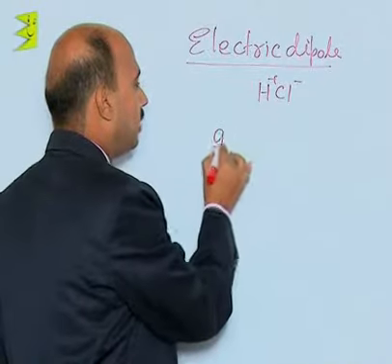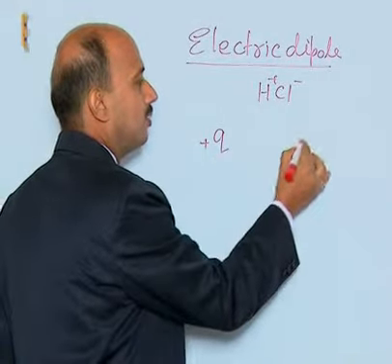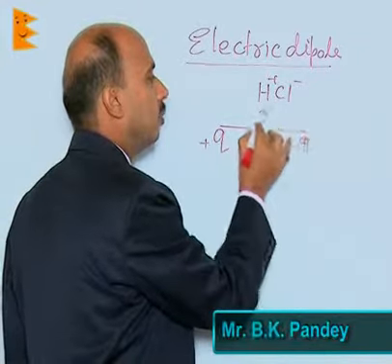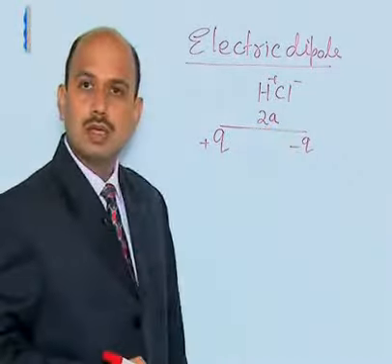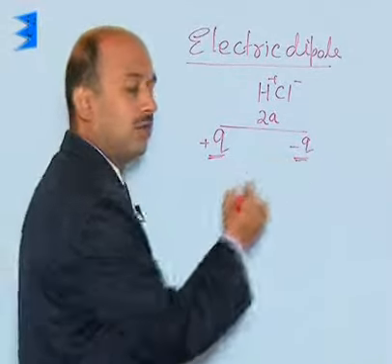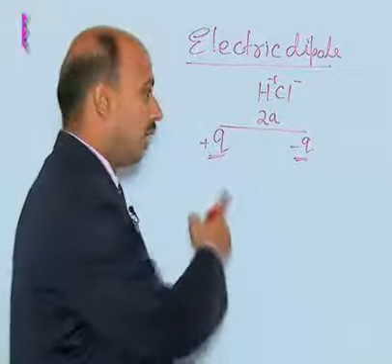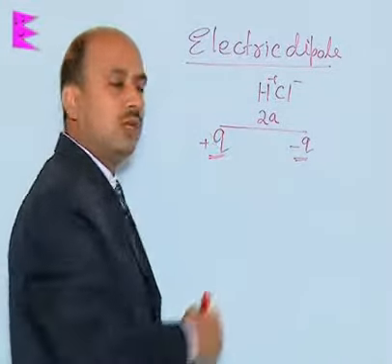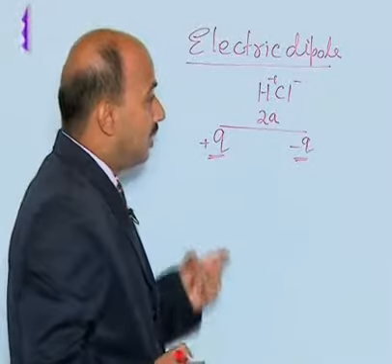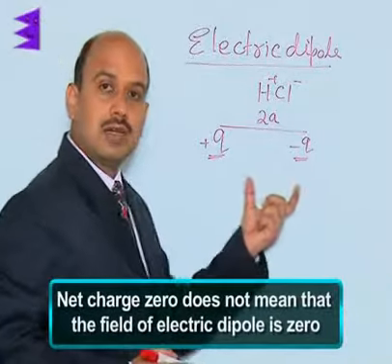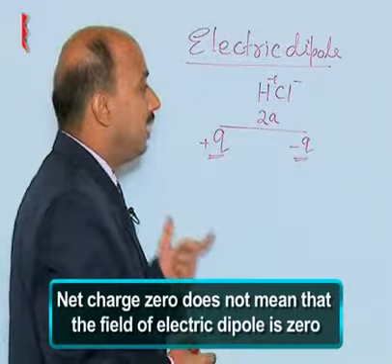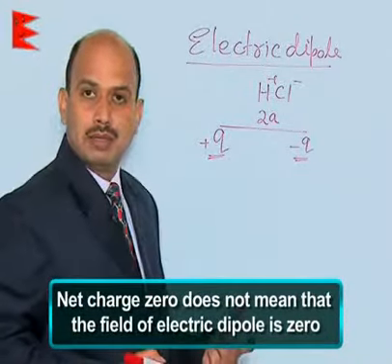Suppose you have taken here charge plus Q and here is charge minus Q, which are separated by a small distance, suppose 2a. So this pair of the two charges, Q and minus Q, having equal magnitude but opposite sign, separated by a small distance, is known as an electric dipole. And see here, the net charge of this electric dipole is 0. And here we define the electric dipole moment.